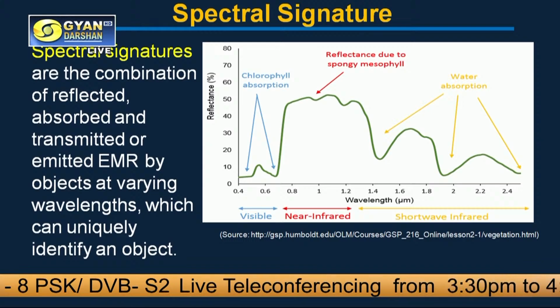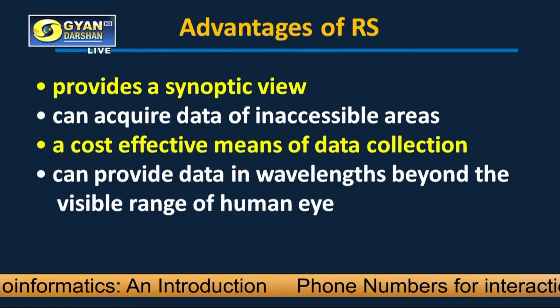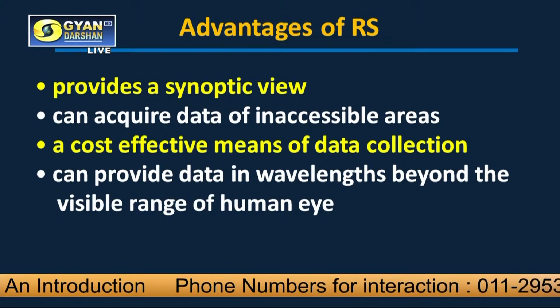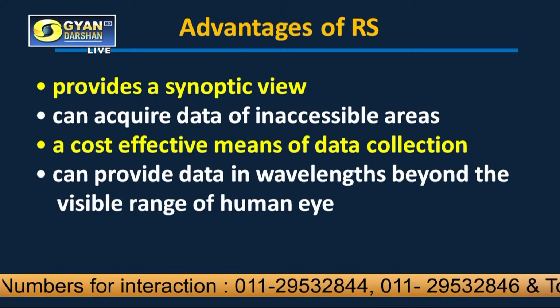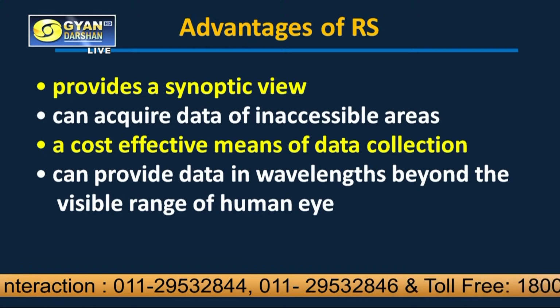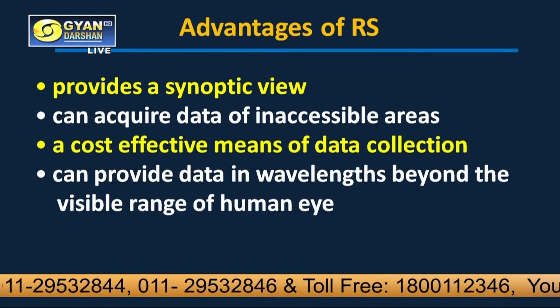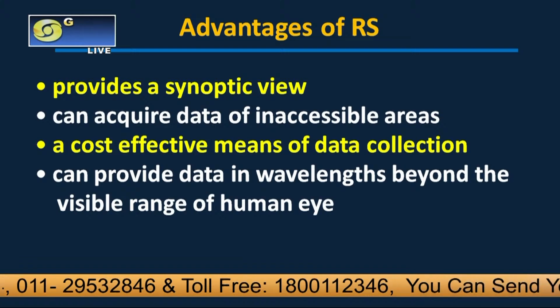If we talk about the advantages of remote sensing, it provides a very synoptic view, and we can acquire data of inaccessible areas. Remote sensing is a cost-effective means of data collection. And we can provide data in wavelengths beyond the visible range of the human eye.